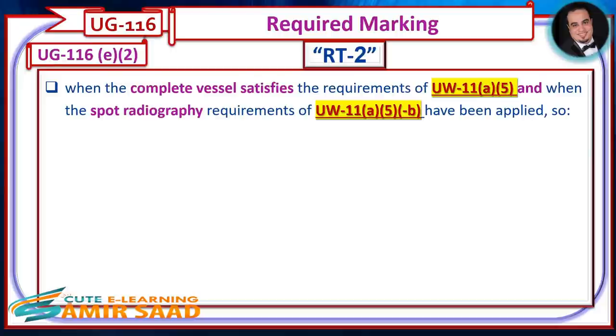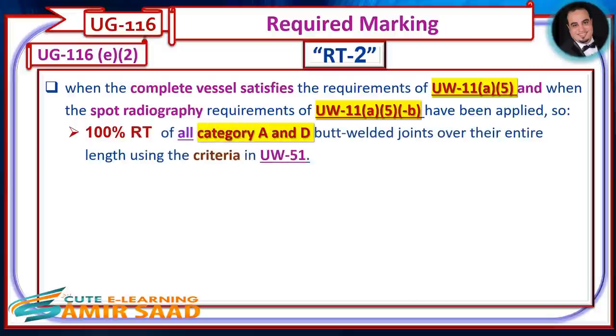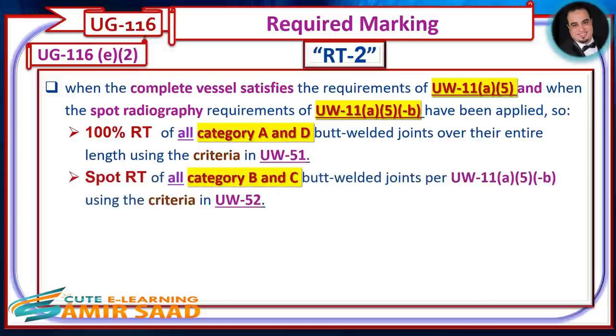UG116 E2, RT2. When the complete vessel satisfies the requirements of UW11(a)(5), and when the spot radiography requirements of UW11(a)(5)(b) have been applied, so 100% RT of all category A and D butt welded joints over their entire length using the criteria in UW51. Spot RT of all category B and C butt welded joints per UW11(a)(5)(b) using the criteria in UW52.